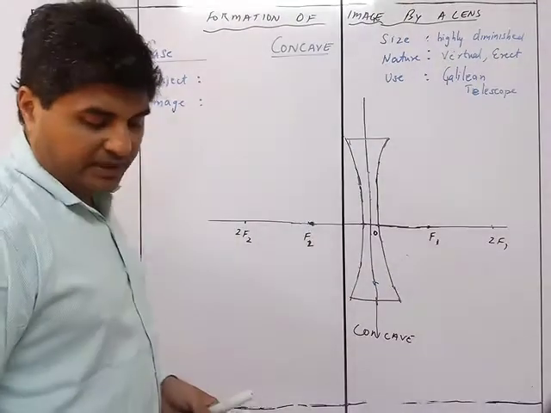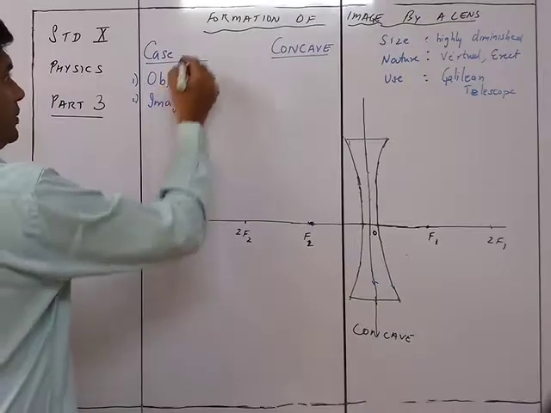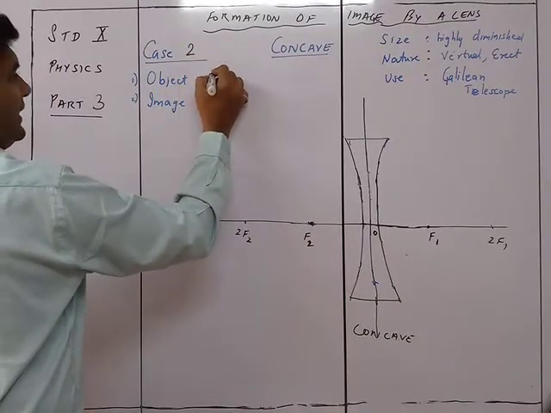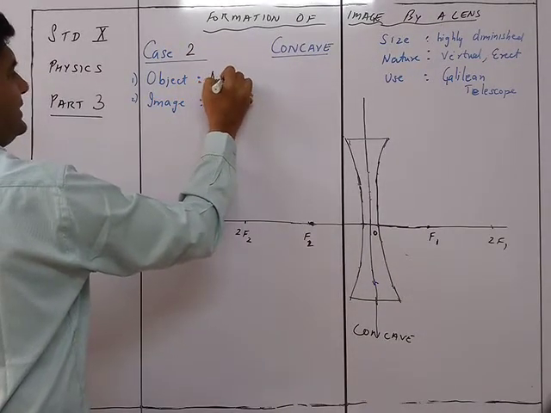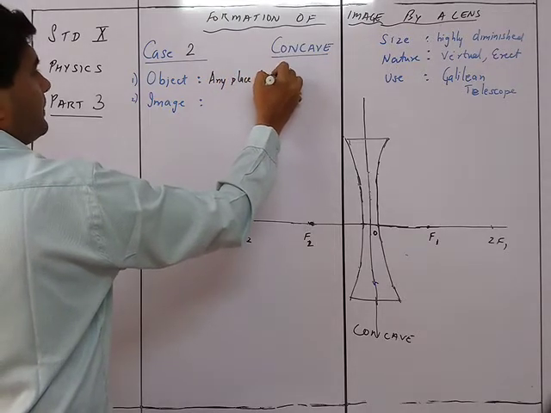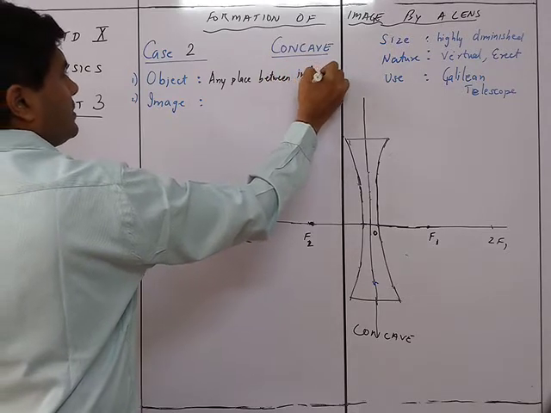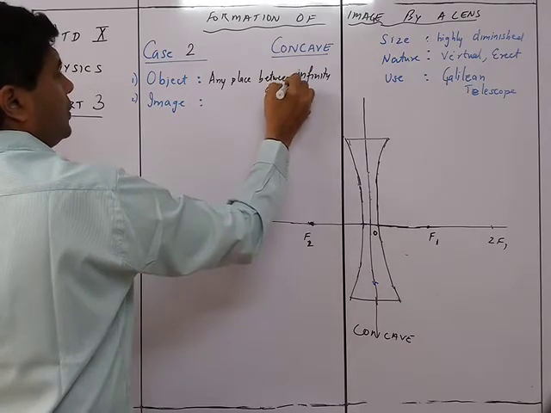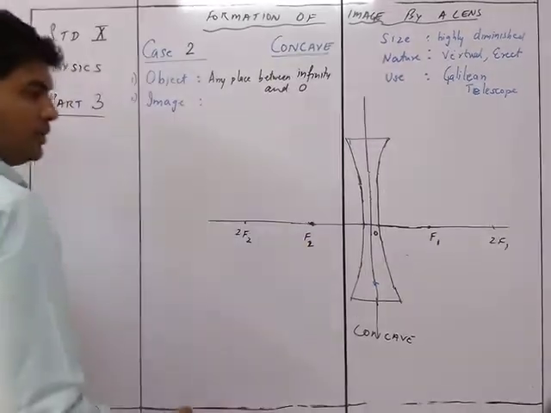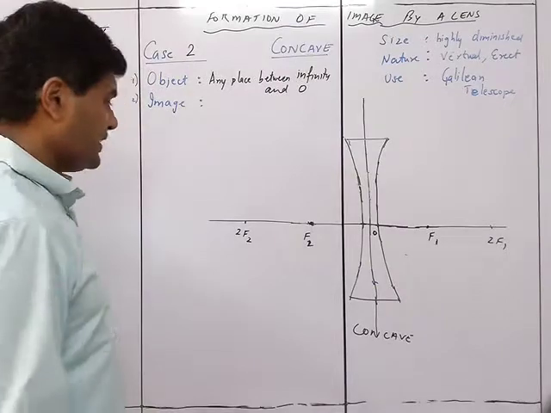Okay, so let's see. So we see object at any position between infinity and O, so this is case 2, object any place between infinity and O. Okay, place anywhere. You place anywhere, you're going to get the same result. So let's put somewhere here.